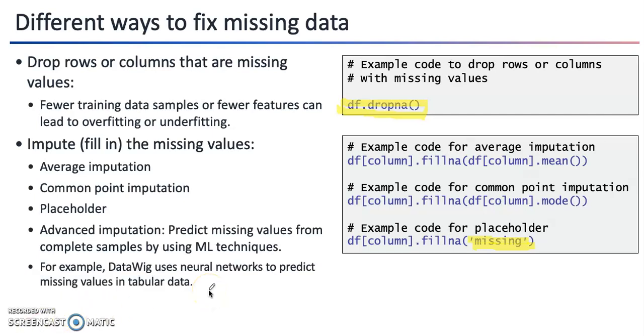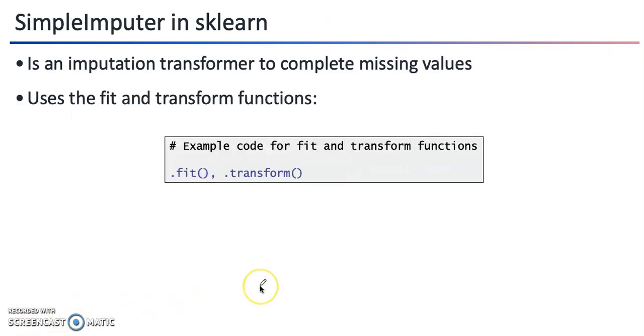Just as an illustration, there is a tool called DataWig, which uses neural networks to make predictions and therefore impute these spaces where there are missing values in tabular data. The Python module sklearn has a built-in function called SimpleImputer, which may perform most of the methods we summarized in the previous slide.